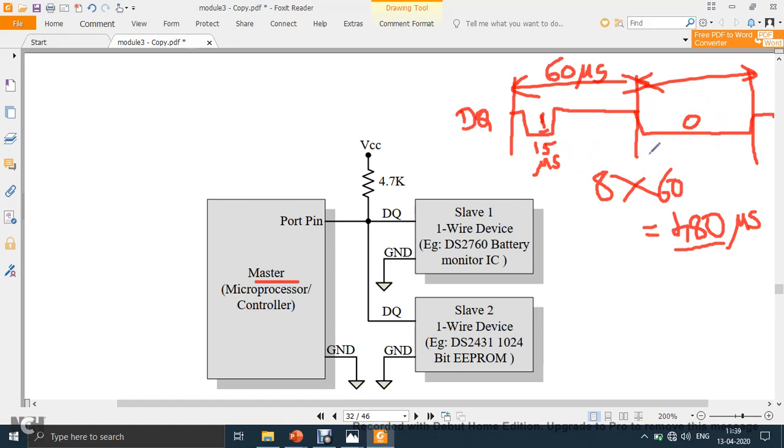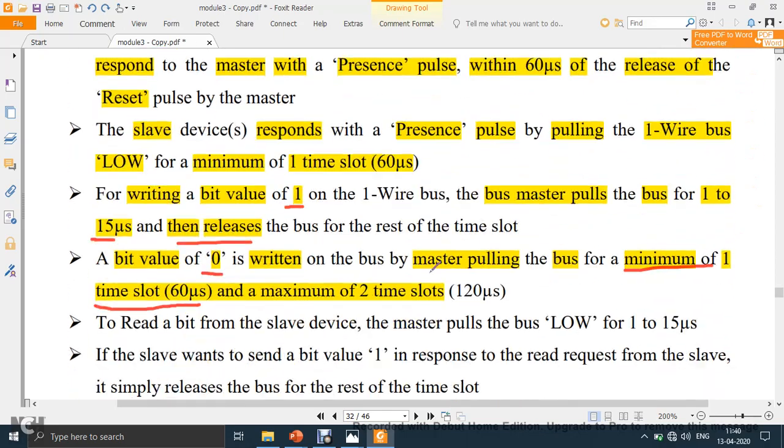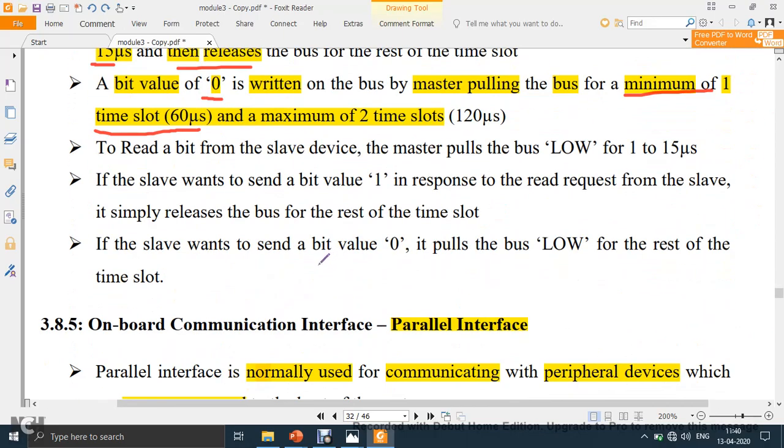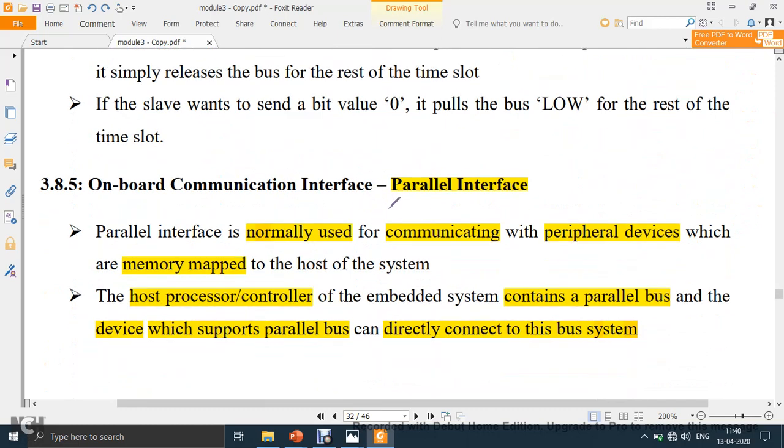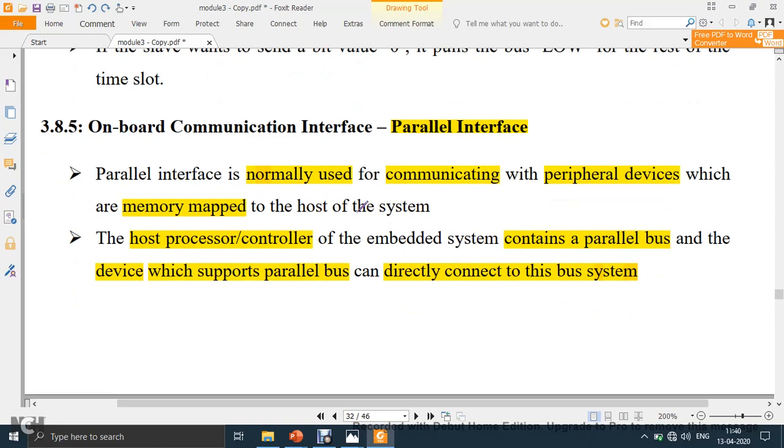Data communication is time bound here. Depending on how long the DQ line is low or high determines whether a 0 or 1 is transmitted. Okay, so this is about the one wire communication. Next, the last onboard communication interface that we will study here is the parallel interface.